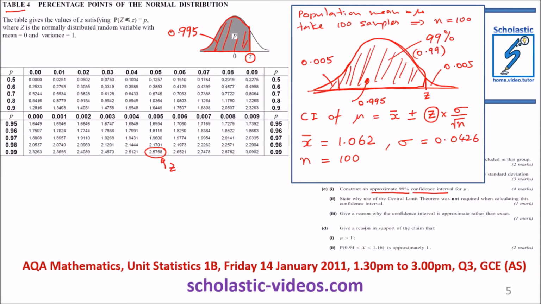So once we know the value of Z for the confidence interval of 99%, then we can plug in the value here to find the interval. So the confidence interval of mu is equal to x bar, 1.062, plus or minus Z, which is 2.5758, times sigma, 0.0426, divided by root n, which is root of 100. So that's all you have to do.